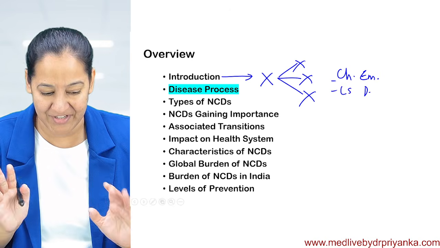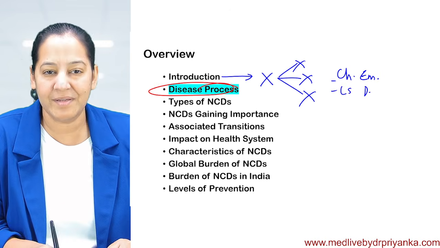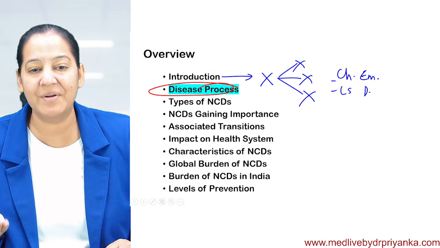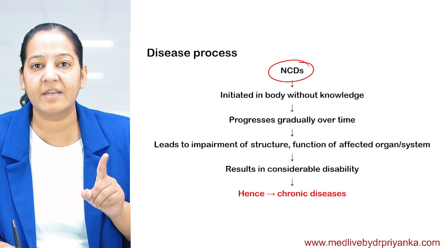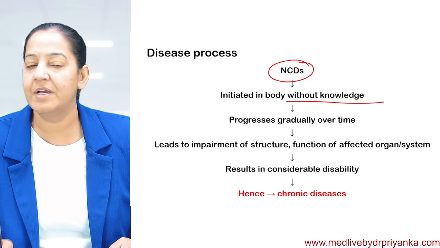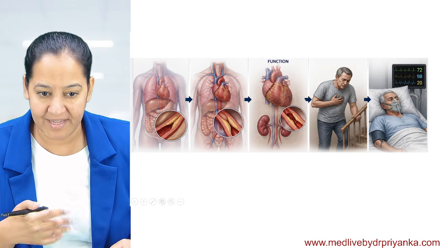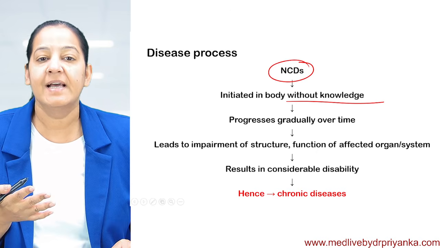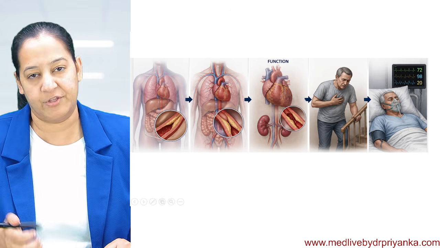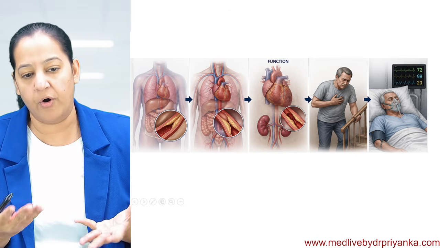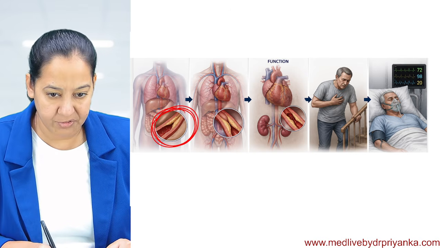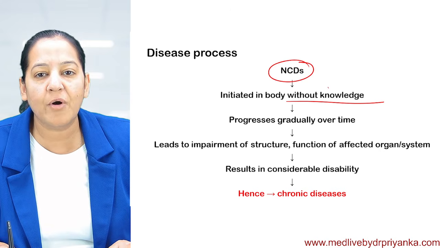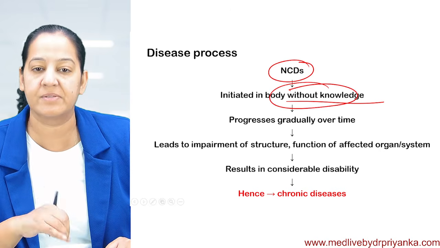So that's the introduction. Now, what is the disease process? How do they start? How do they progress? How do they end? What is the end result? So all NCDs start in the body of the human without knowledge. The person is not aware. For example, let's take a chronic disease like atherosclerosis, CAD, or coronary artery disease. You can see here it already started. The atherosclerosis already started, but the person is not aware that there is atherosclerosis inside me.